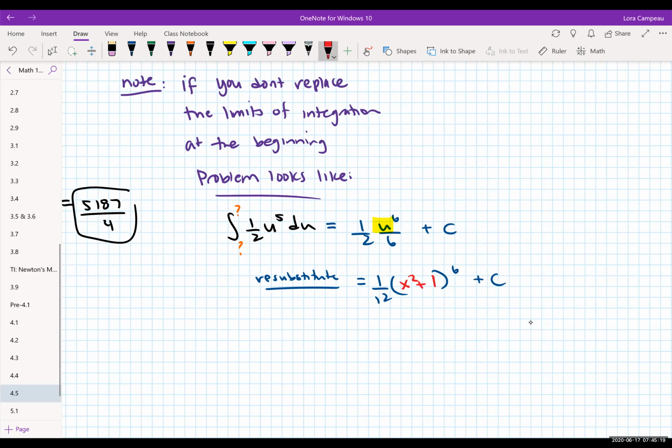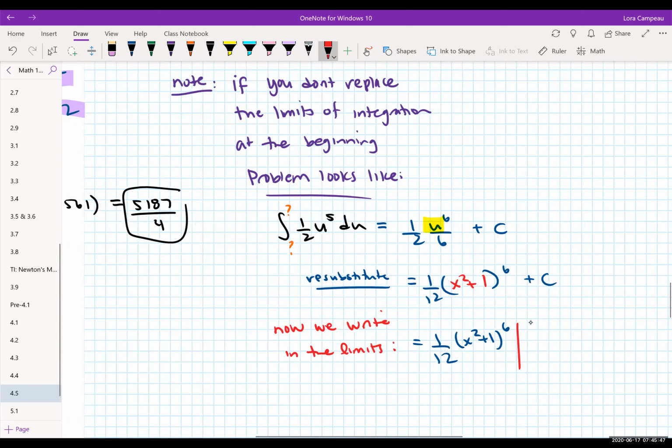Okay, so now you're in terms of x, and now you are allowed. So now we can, how do you say, reintroduce our limits. Now write in the limits. So what does this look like? We no longer need that c anymore. We have x squared plus 1 to the 6th, but now we're evaluating at what were the limits based on the x, 2 and 1.